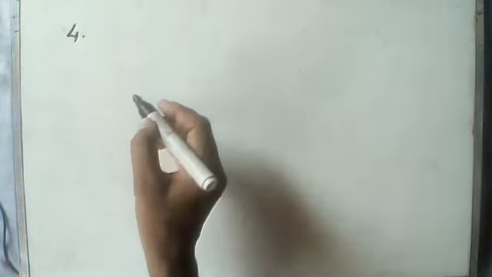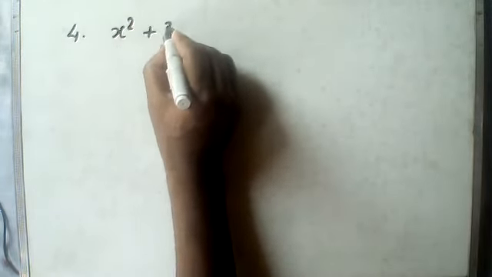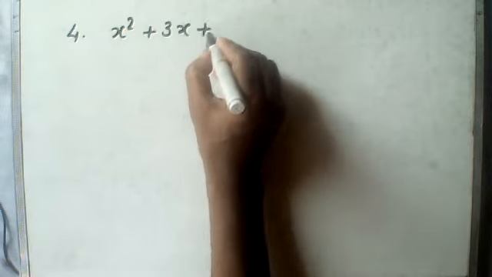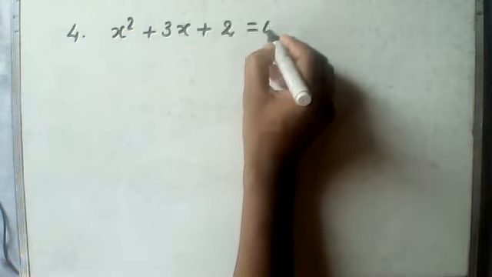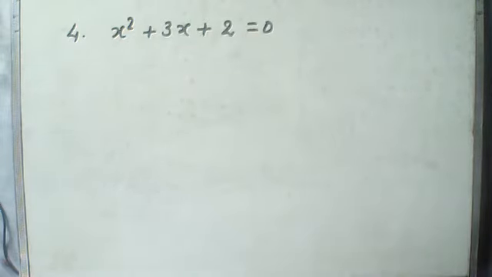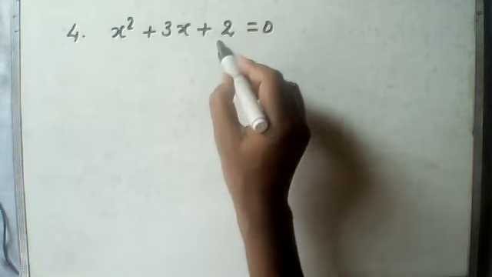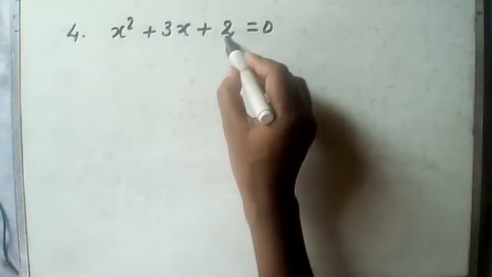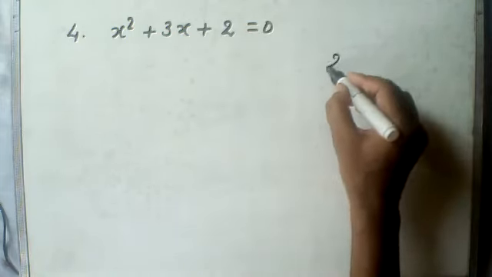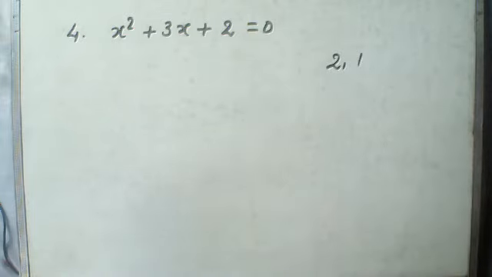The fourth question we have is x square plus 3x plus 2 is equal to 0. This can be factorized by splitting the middle term, this 3. For this, we need the two factors of 2, which are only 2 and 1.